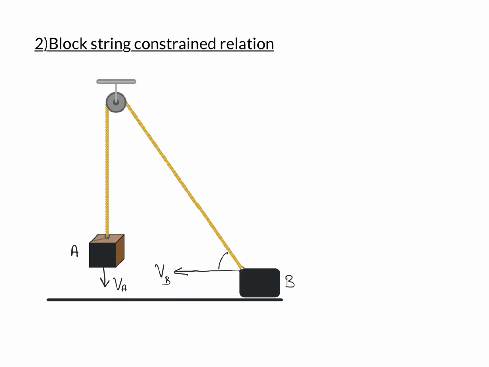Now assume that at this instant this string is making an angle theta with respect to the velocity of A. If this block is moving in the downward direction with the velocity VA, we can say that the string should also move in the downward direction with the velocity VA.